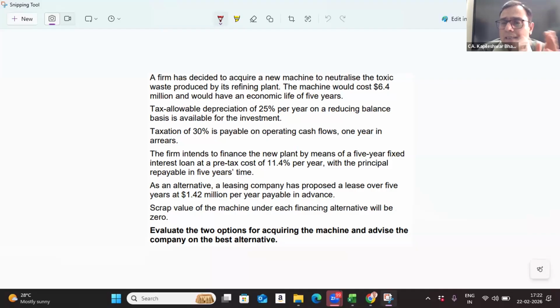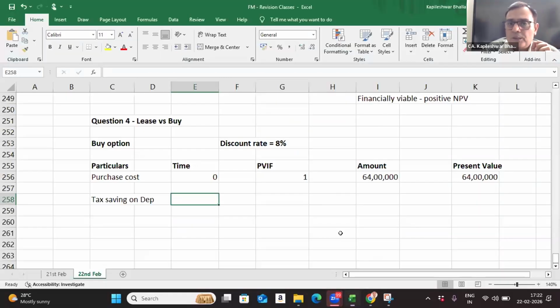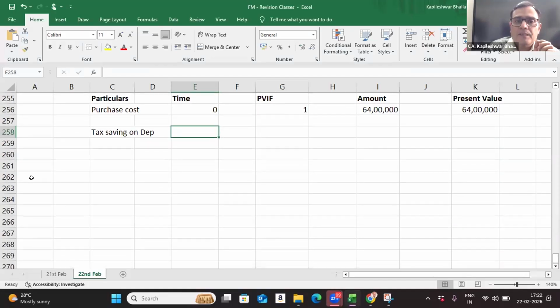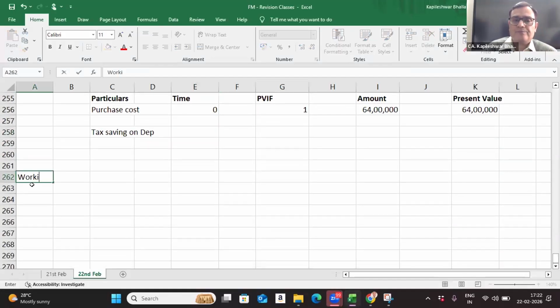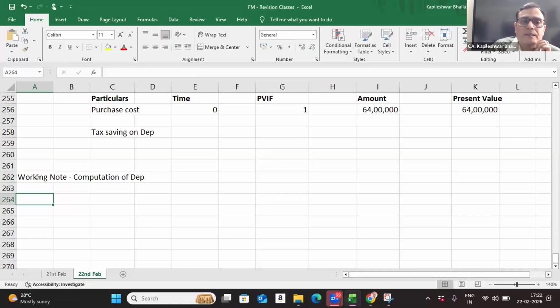Though it says the scrap value of the machine is going to be zero under each financing alternative, when we are going to consider a depreciation, we're going to consider 4 years and consider a balancing allowance or charge separately. So let's make a working note. I'll make a separate working note for that. So this is regarding the computation of depreciation. So let's see the computation of depreciation in this case.